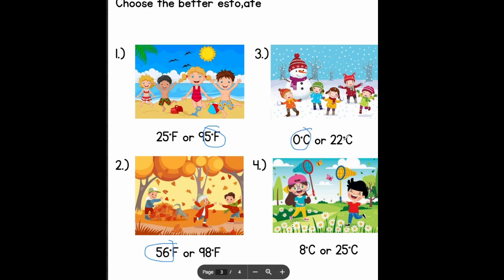Anyway, so 0 degrees Celsius here, because 20 degrees Celsius would be around, I want to say, 70 degrees Fahrenheit-ish, which would be pretty hot, and there would definitely be no snow. And then if you're catching butterflies, probably 25 degrees Celsius. It looks like spring, it looks pretty warm.